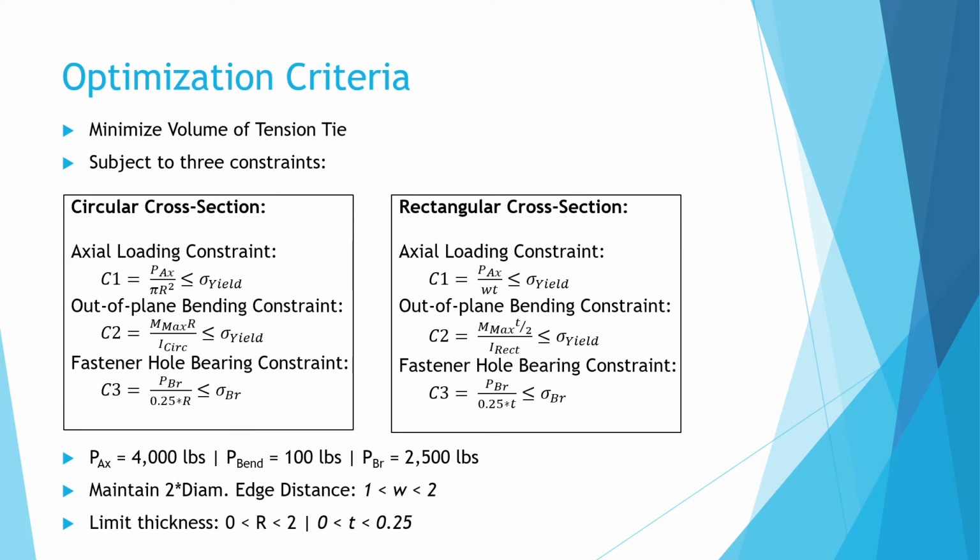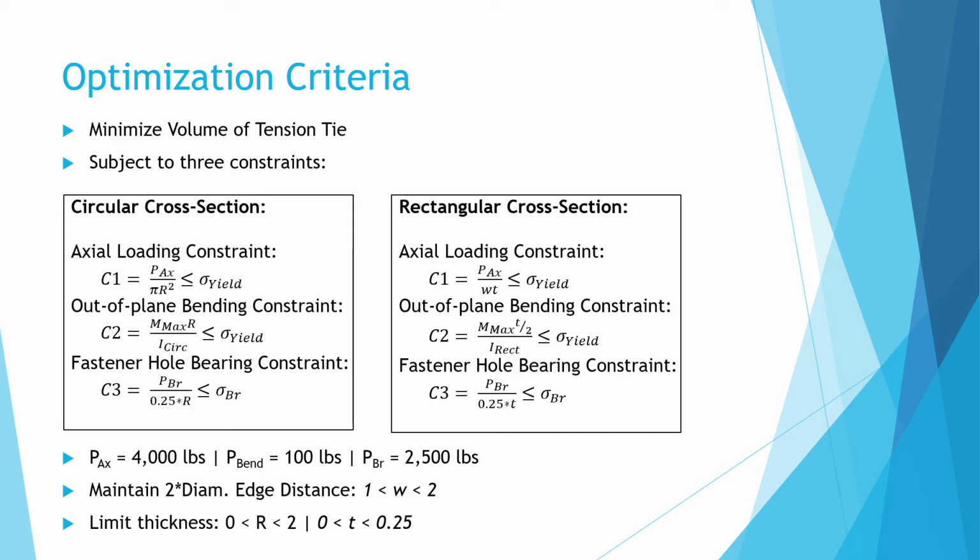For the optimization, I am minimizing the volume of the tension tie, and the model is subject to three load constraints. The tie must withstand an axial load without yielding, an out-of-plane bending load, as well as a bearing load at the fastener holes used to attach the tie to the substructure of the cockpit. And the loads used for these constraints are representative of F-18 loads.